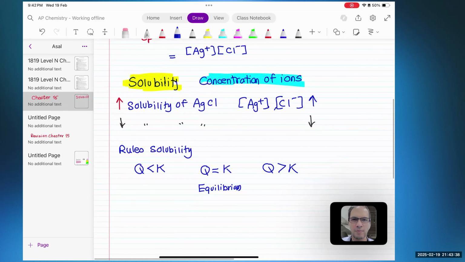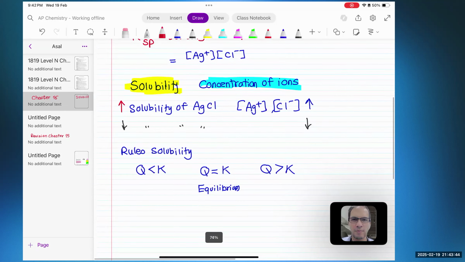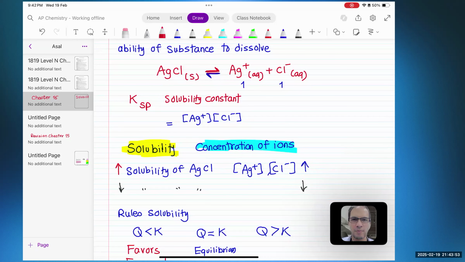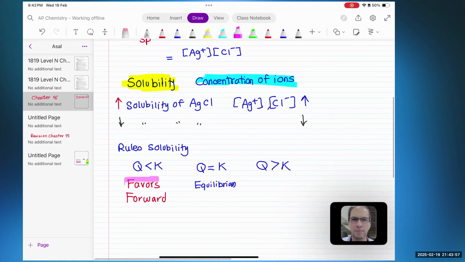بينما لو كانت Q less than K, what is the case? Is it going to the left favored ولا backward favored؟ So هنا it favors the forward direction. So it makes more of the soluble ions. يبقى هتعمل لي أكتر silver and chloride. It favors the forward reaction.